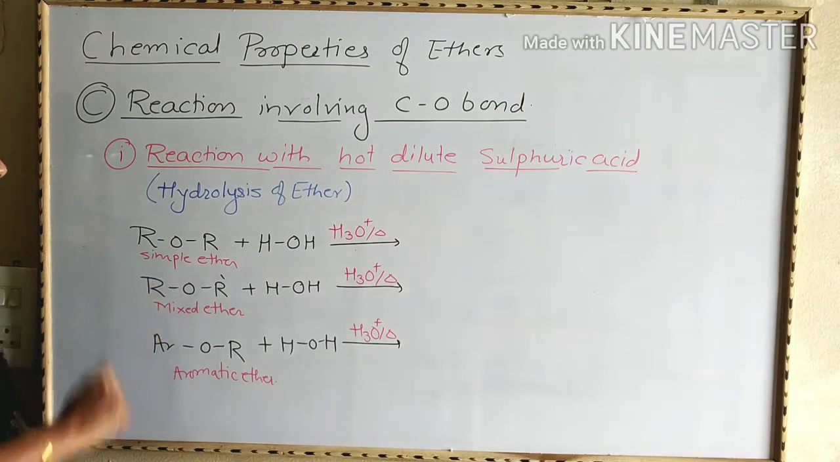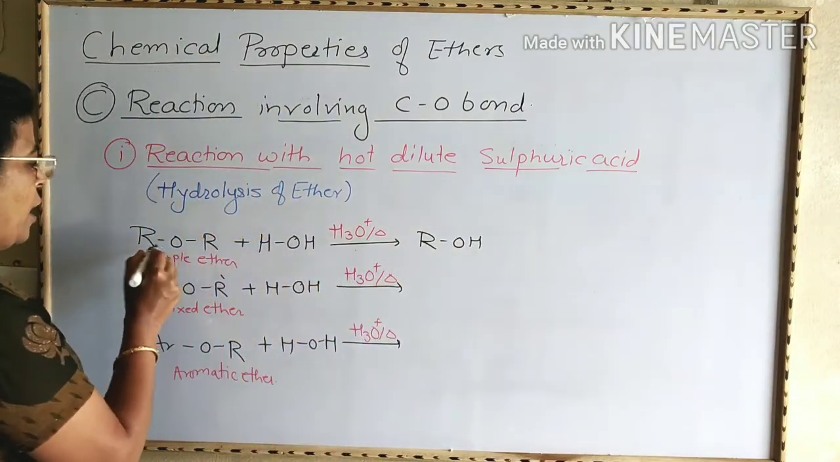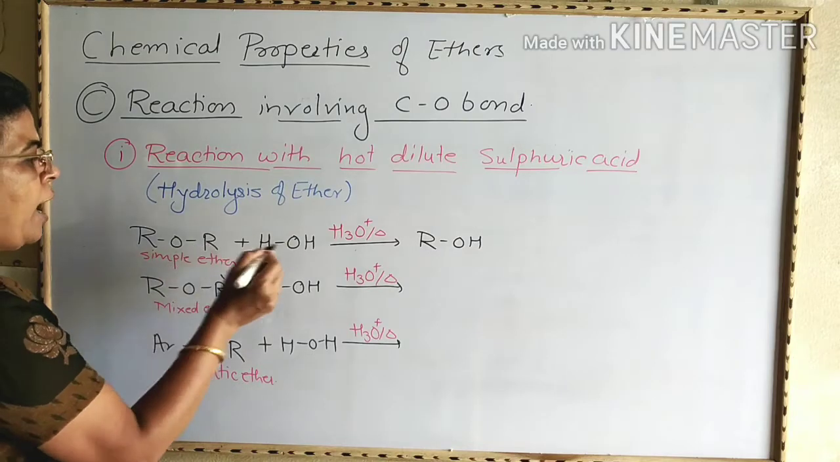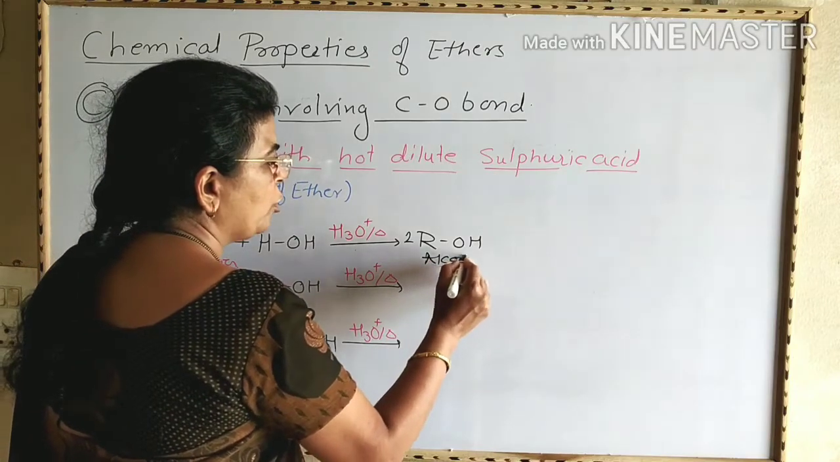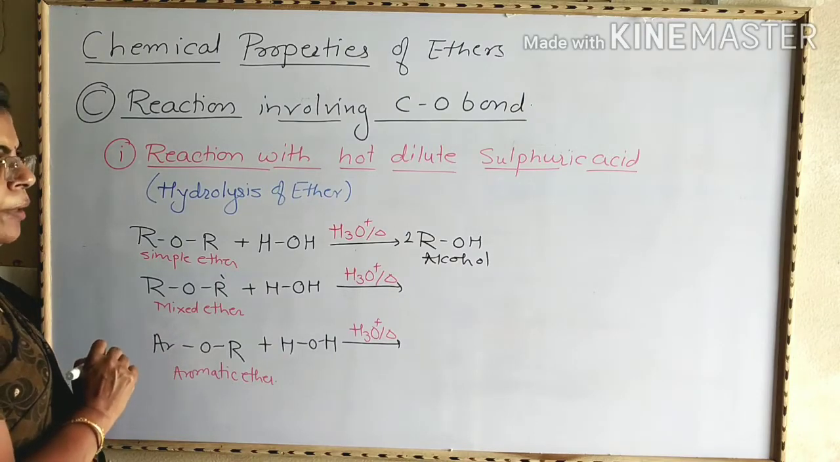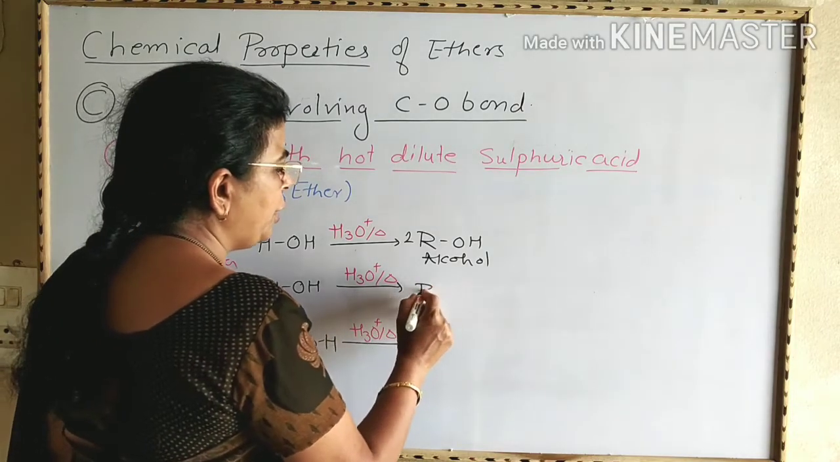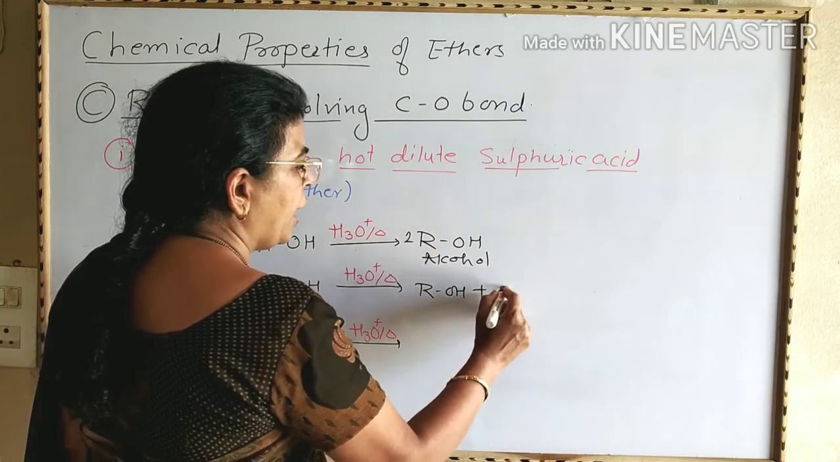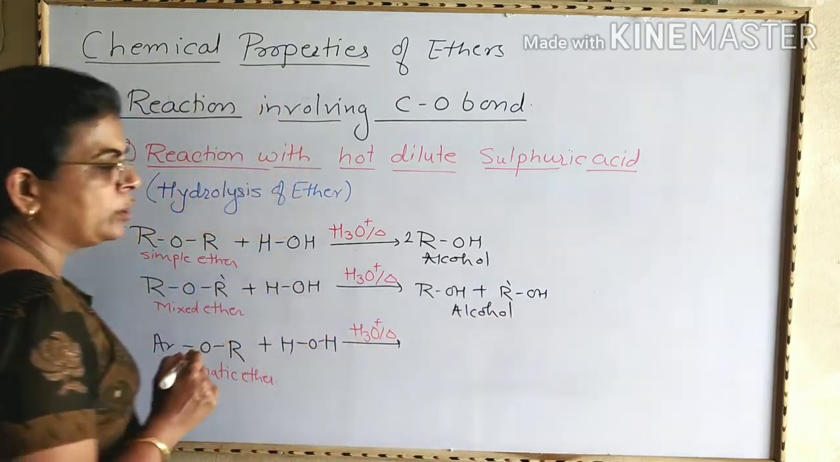For example, if a simple ether undergoes hydrolysis, then formation of two molecules of alcohol takes place, that is ROH. That is, this ether undergoes hydrolysis to form ROH and ROH. Two molecules of ROH are formed. This is alcohol. Formation of alcohol takes place. Now if a mixed ether undergoes hydrolysis in presence of hot dilute sulfuric acid, then formation of two different molecules, that is ROH and R'OH. Both are alcohols, but different alcohols, a mixture of two alcohols, are obtained.